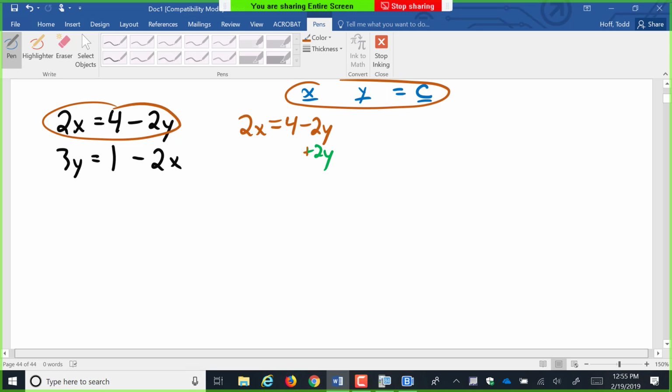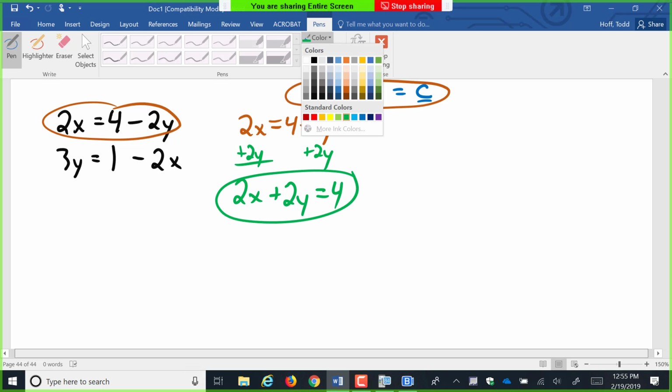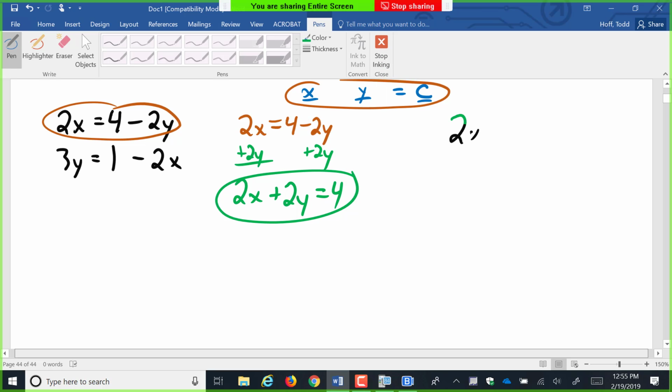We would add 2y to both sides. And what do we get? 2x plus 2y equals 4. Perfect. So 2x plus 2y equals 4. We could simplify that equation, by the way. Just like we can multiply a whole equation, we could actually divide a whole equation as well. We could divide that by 2 and get x plus y equals 2, which would be a little bit simpler equation.